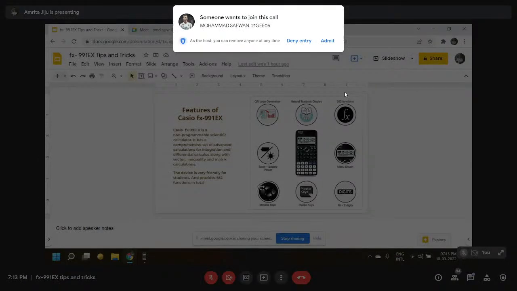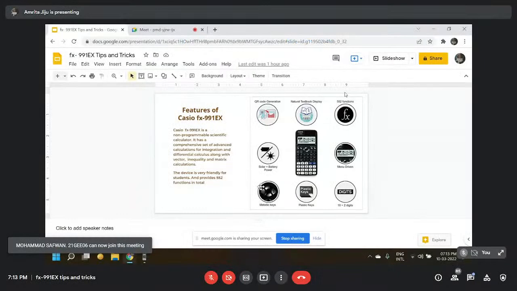In a programmable calculator, we can actually manipulate data, we can implement data, or maybe add some kind of graph, or manipulate according to our wish. That's the basic difference between non-programmable and programmable calculators. And here, FX-991EX is a non-programmable calculator. And it has a wide variety of functions. Almost 552 functions we are able to perform inside this.